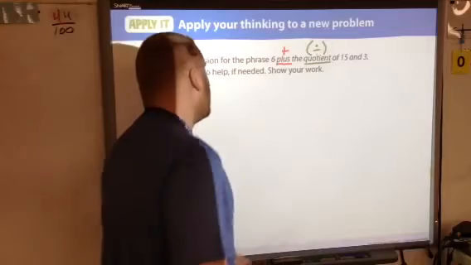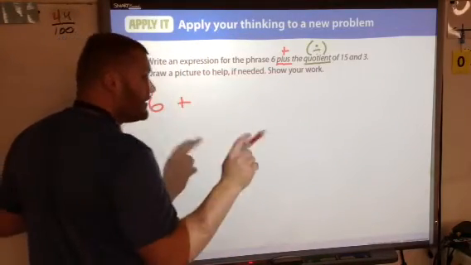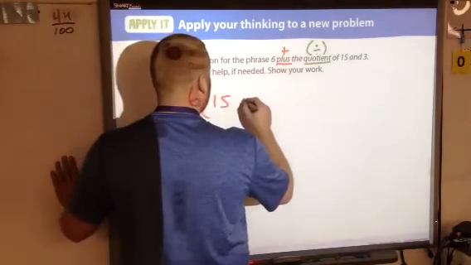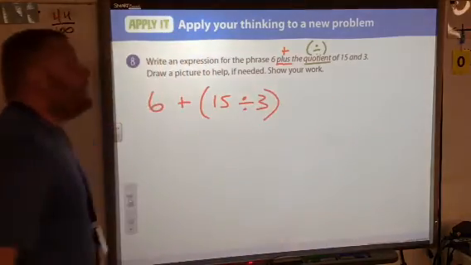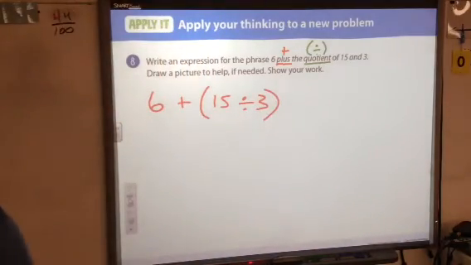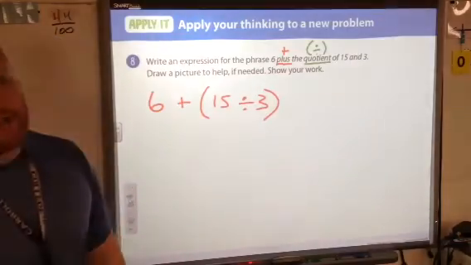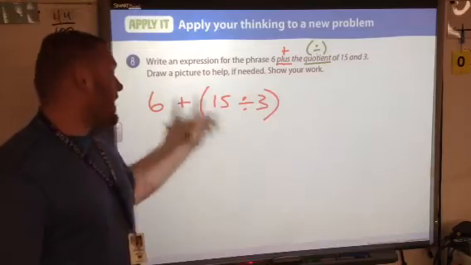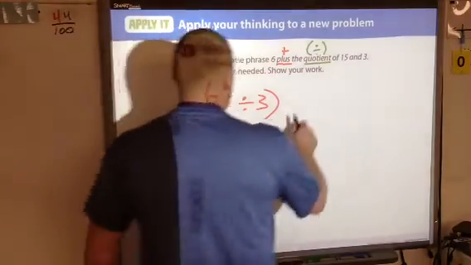So let's rewrite it down here. I see that it's 6 plus the quotient of 2 numbers. So parentheses, 15 divided by 3. Now, technically, if we were to follow the order of operations, wouldn't we do division before addition anyways? So technically we wouldn't need the parentheses, but I just like to write them there because it's easier for me, and it definitely indicates that I have to do that first. Alright, now it says draw a picture.